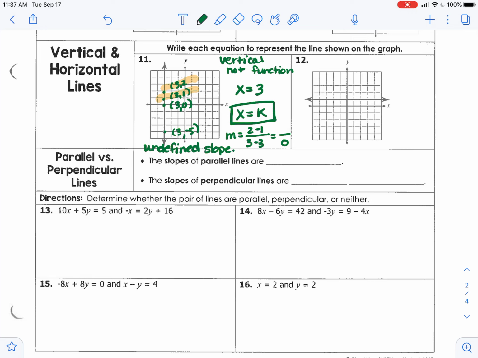Okay, undefined slope. So those are the key things that you need to remember here with vertical lines. They're not functions. Your equation is always going to be x equals some number, and they have an undefined slope.